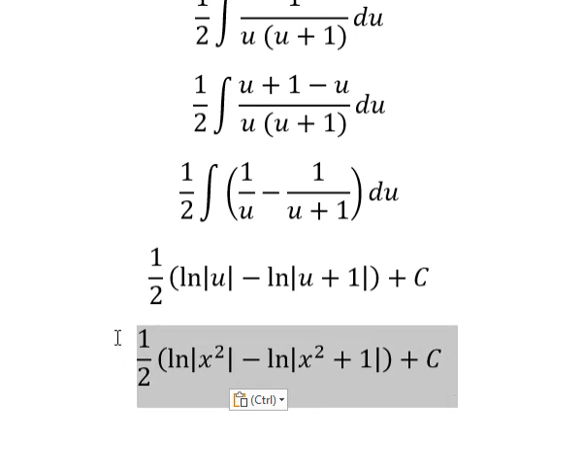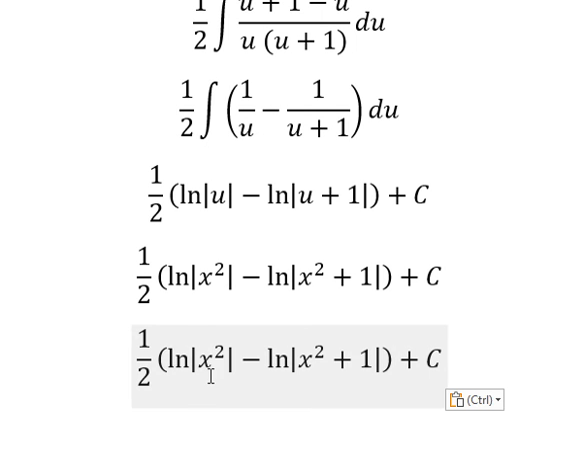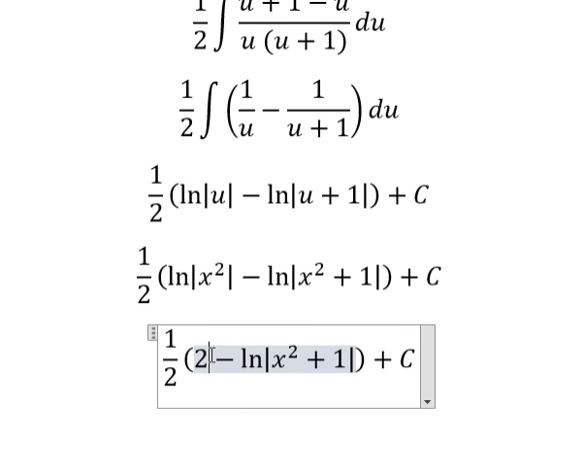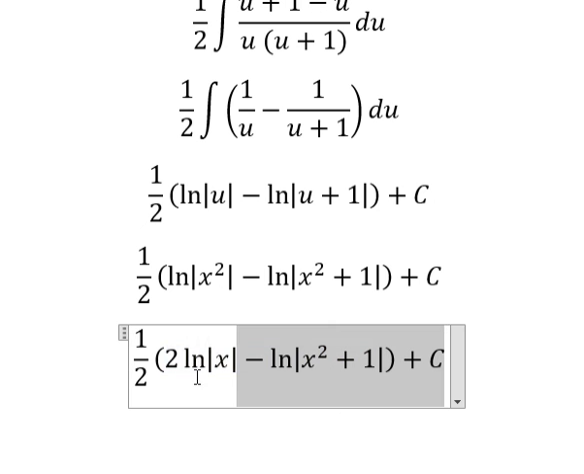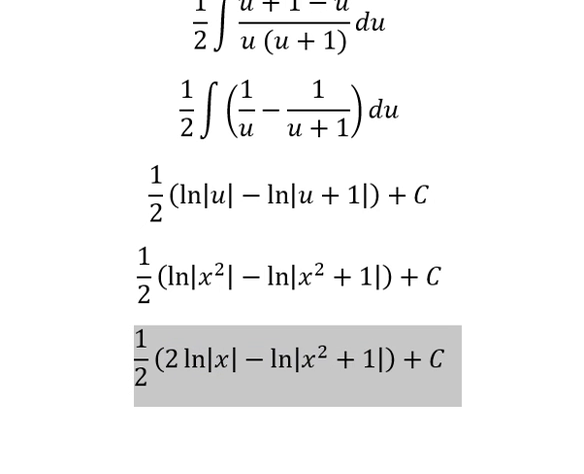Next, this one, we have ln of the absolute value of x. And here is the final answer.